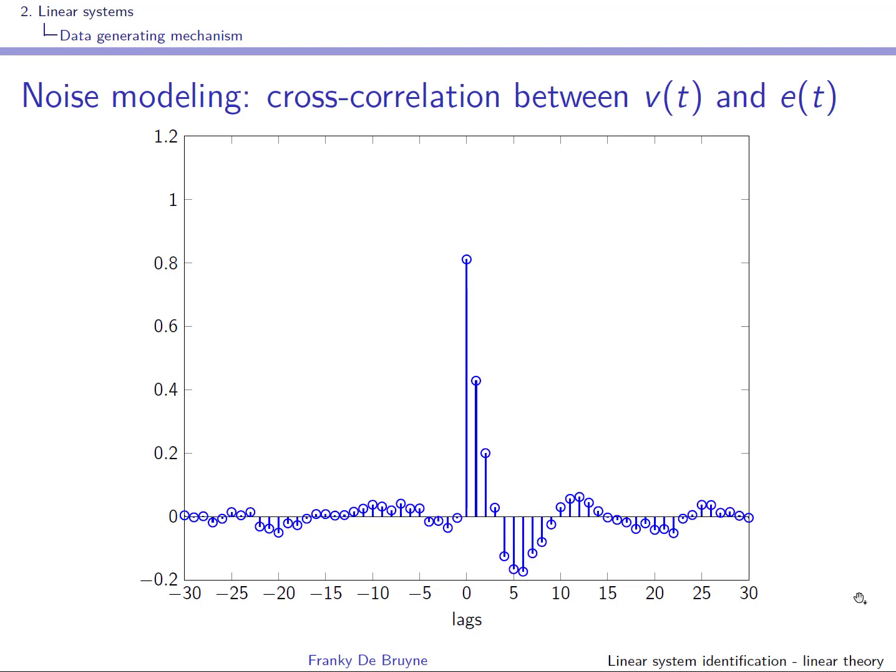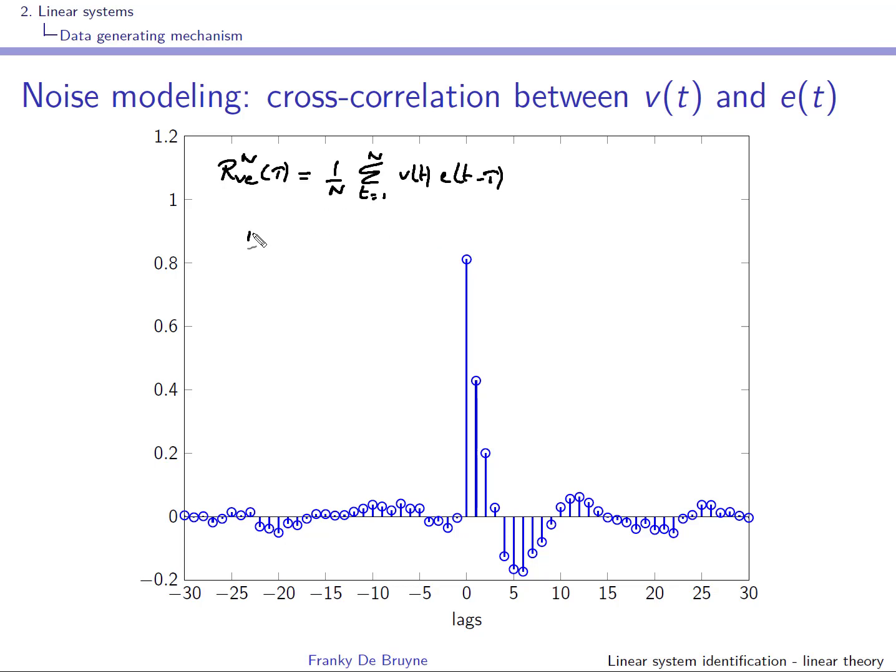So here we look at the cross correlation between v and e. We look at r_ve based on N data, and again it's a function of tau, the lag. So we have 1 over N, a sum where t ranges from 1 to N, v(t) e(t minus tau), and of course v(t) will correlate with past values of e(t).